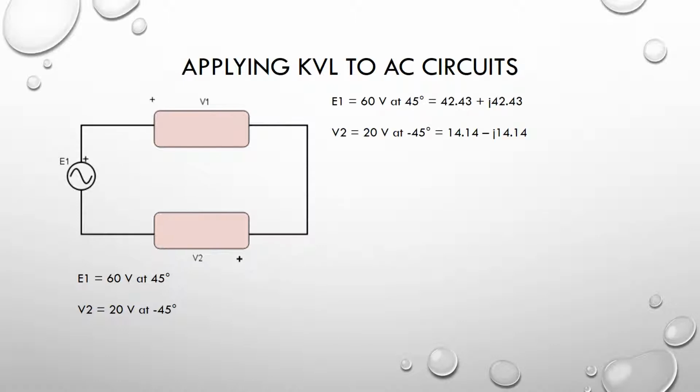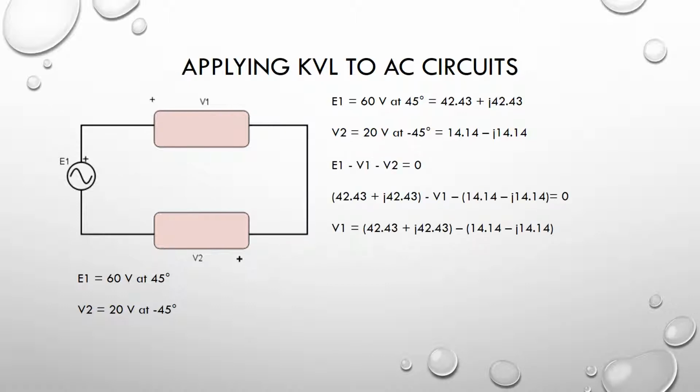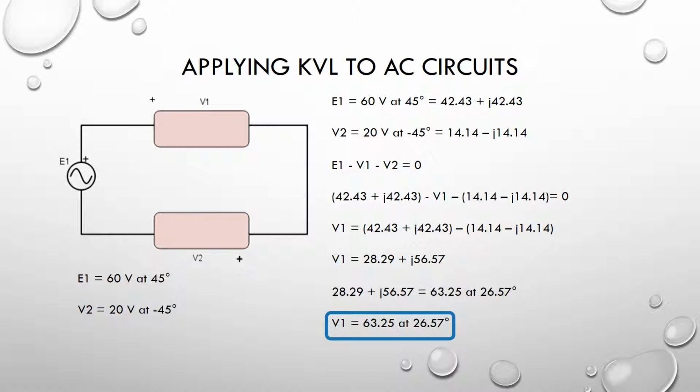To solve this problem, the first step is to convert the values into rectangular form. From here we can apply KVL and sub the values in. Once we have done that, we can perform the subtraction by subtracting the real component of V2 from the real component of the input and subtracting the imaginary component of V2 from the imaginary component of the input. And once we have converted back to the polar form, we have our answer.